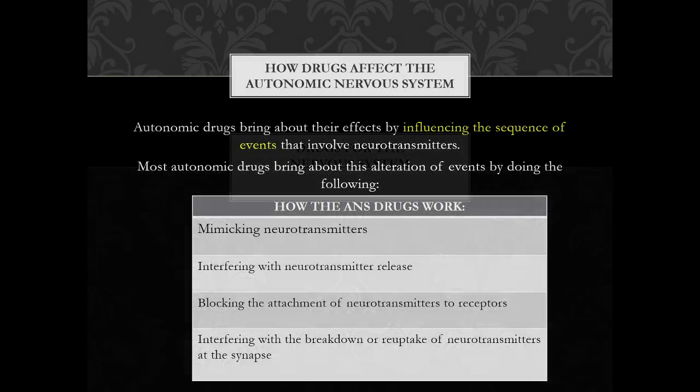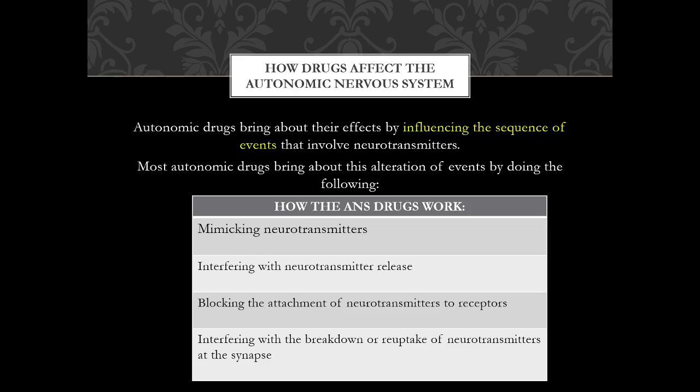Chapter 4 is about drugs for the nervous system. We're going to talk about how drugs affect the autonomic nervous system. Autonomic drugs bring about their effects by influencing the sequence of events that involve neurotransmitters.